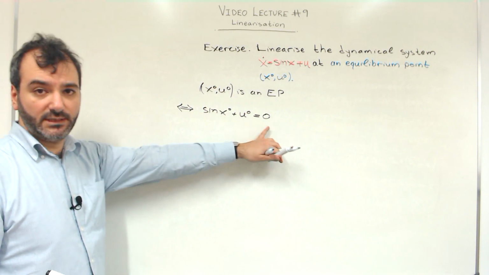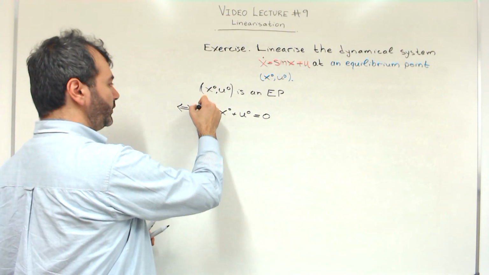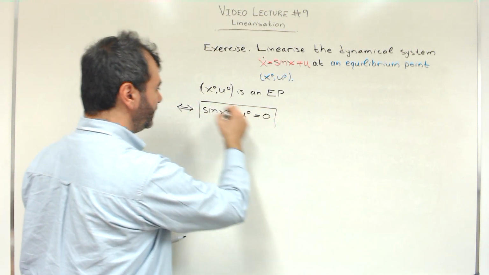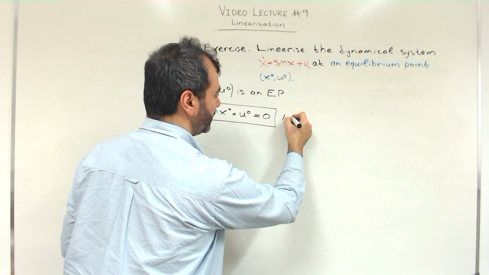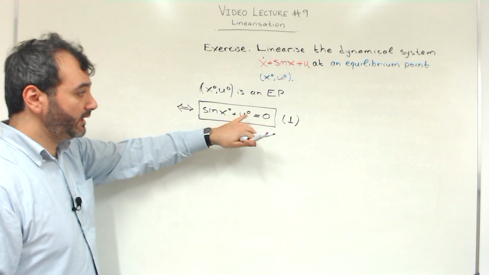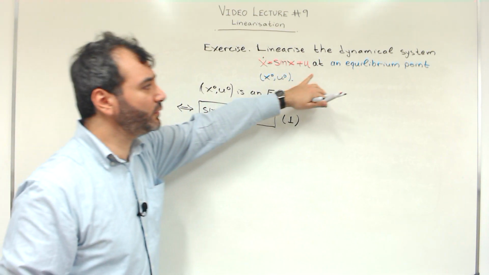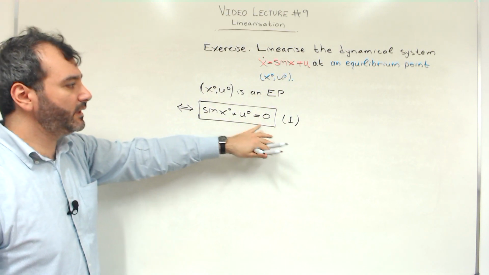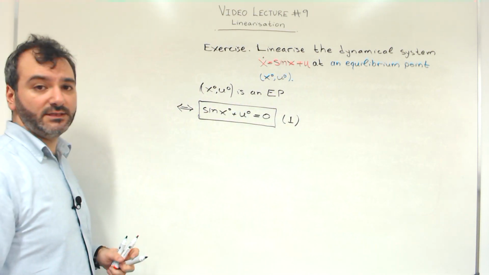We know that they satisfy this equation. We cannot do much after this point, but we can keep this equation. Actually, it will come in handy in just one moment. So this is equation number 1. We cannot solve it. Specifically, we cannot find a particular equilibrium point. We're not even looking for a particular equilibrium point, but we know that all equilibrium points must satisfy this equation.